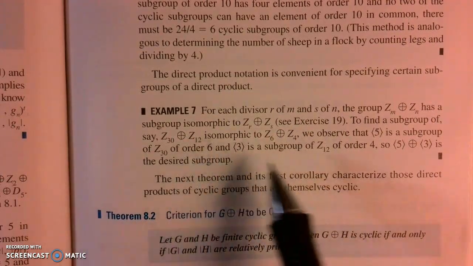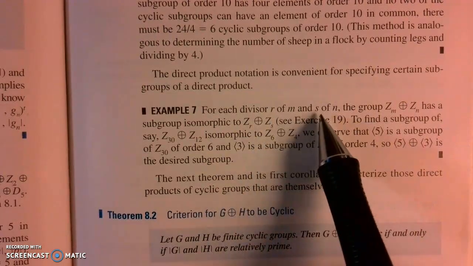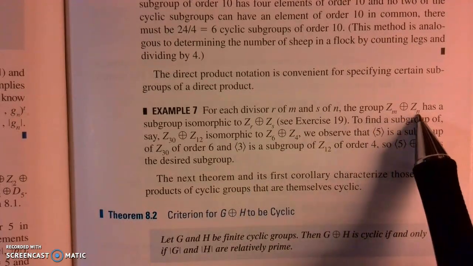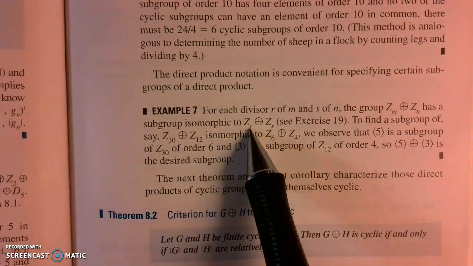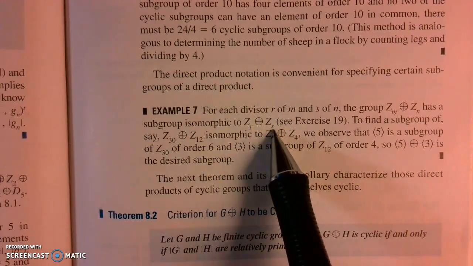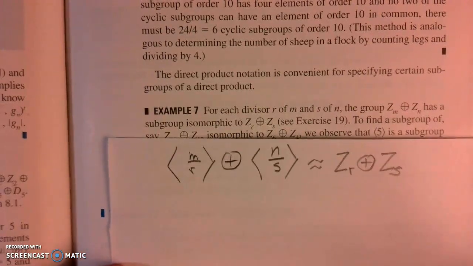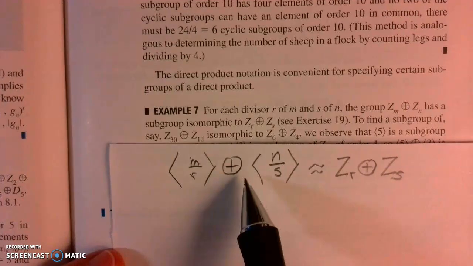Example 7. For each divisor r of m and s of n, the group Zm plus Zn has a subgroup isomorphic to Zr plus Zs. This is actually the group, this subgroup.